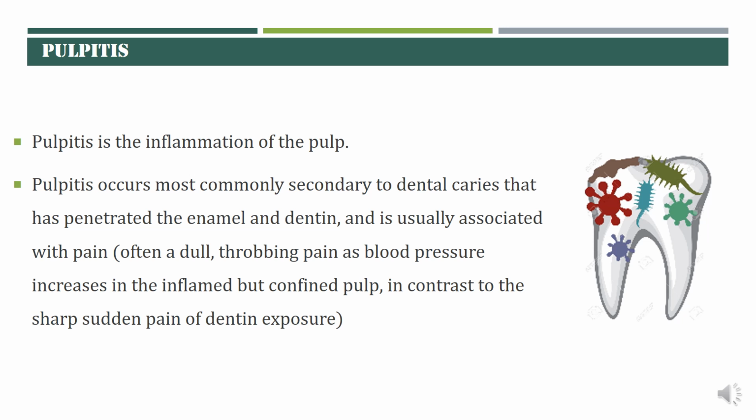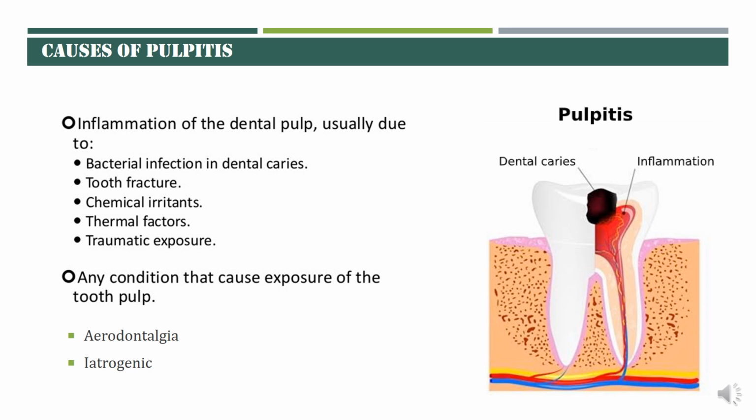So pulpitis, as I told you, is inflammation of the pulp. It commonly occurs secondary to dental caries, and there are various reasons for it. It presents as a dull, throbbing pain, as blood pressure increases in inflamed areas, which I've just explained. Causes of pulpitis could be bacterial infection, tooth fracture, chemical irritants, thermal factors, or traumatic exposure, that means where a person has had a road traffic accident or an acute injury where the tooth has fractured and the pulp is exposed. The reason why we perceive pain is because of the exposure of free nerve endings. That is true for an ulcer, and it is true for traumatic injuries here as well.